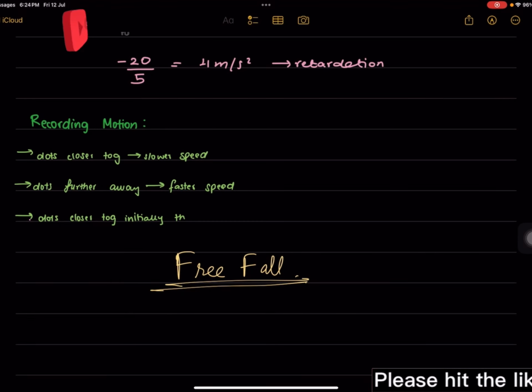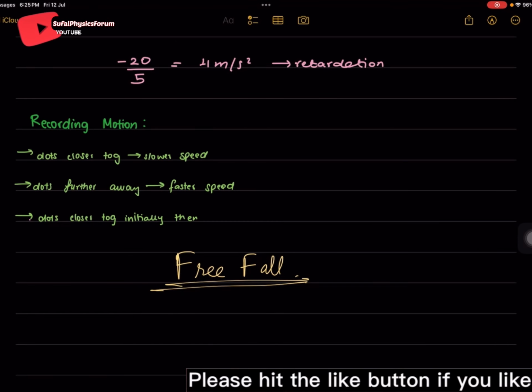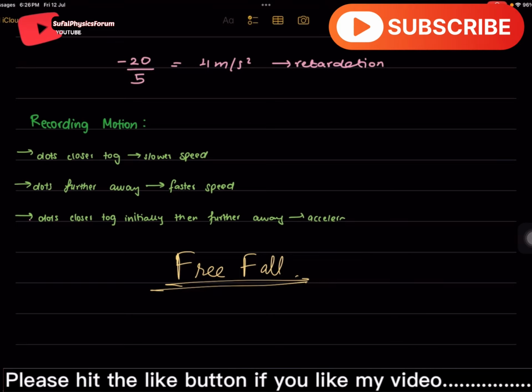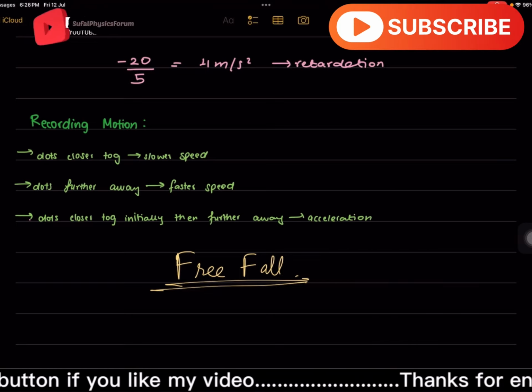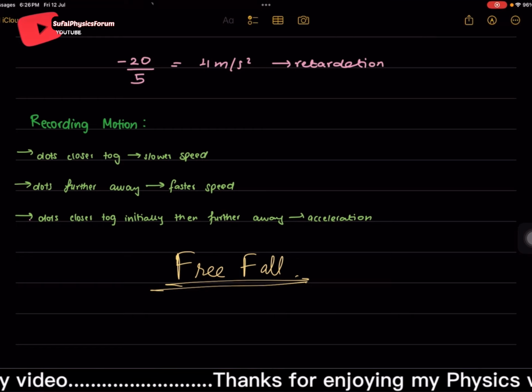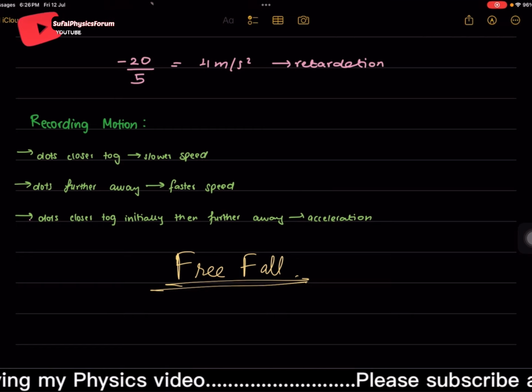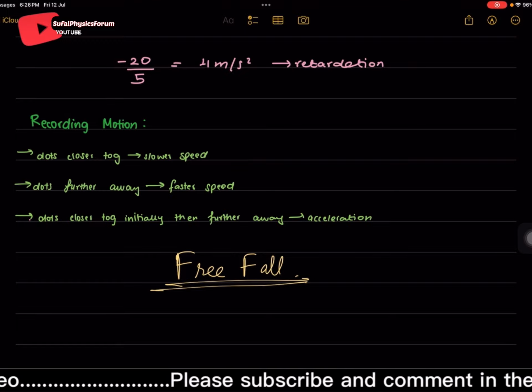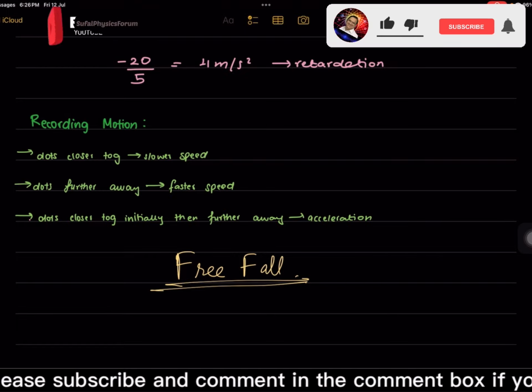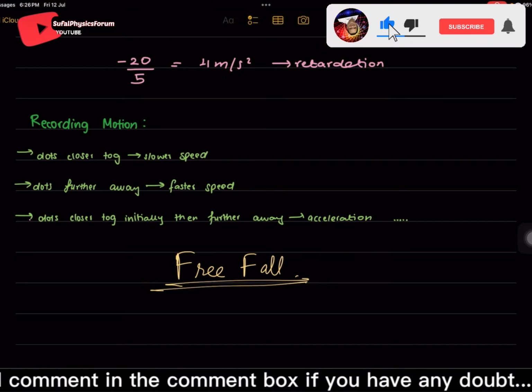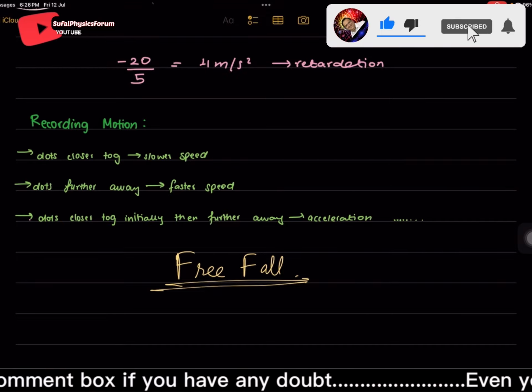So right now we are into free fall. Same way in free fall motion also, it is positive acceleration when it goes down. Going up, it is deceleration, because it's against gravity. Yes, against gravity, so it is retardation. Negative acceleration while you go up against gravity.